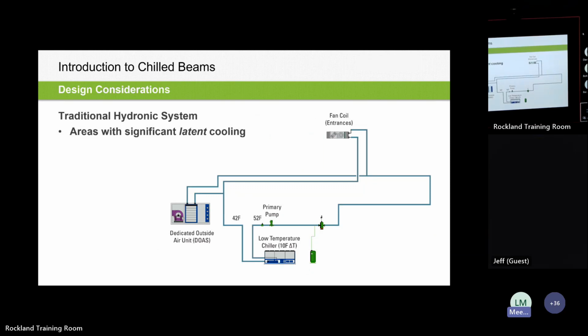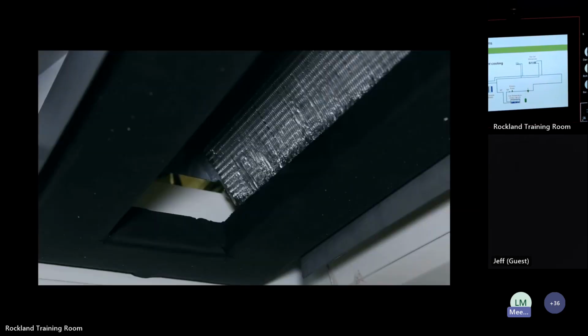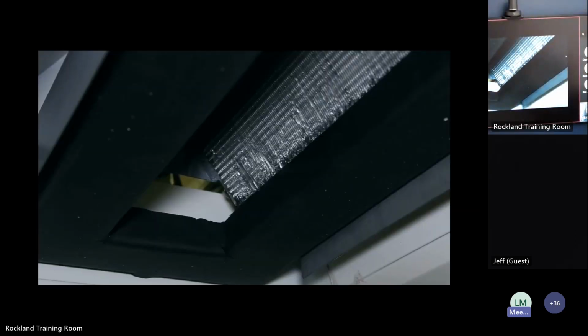And then like I mentioned earlier, if you have a latent design, maybe it's a retrofit existing building application where you are still dealing with 42-degree water or cooling water, you can just use the latent or the wet coil style chilled beam where it's got drain pans in it. So this is what it looks like.